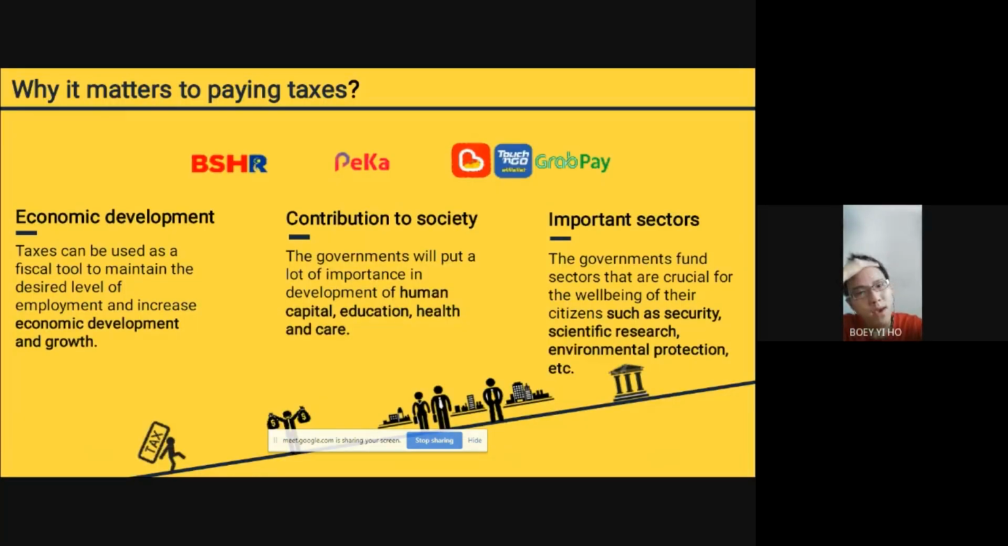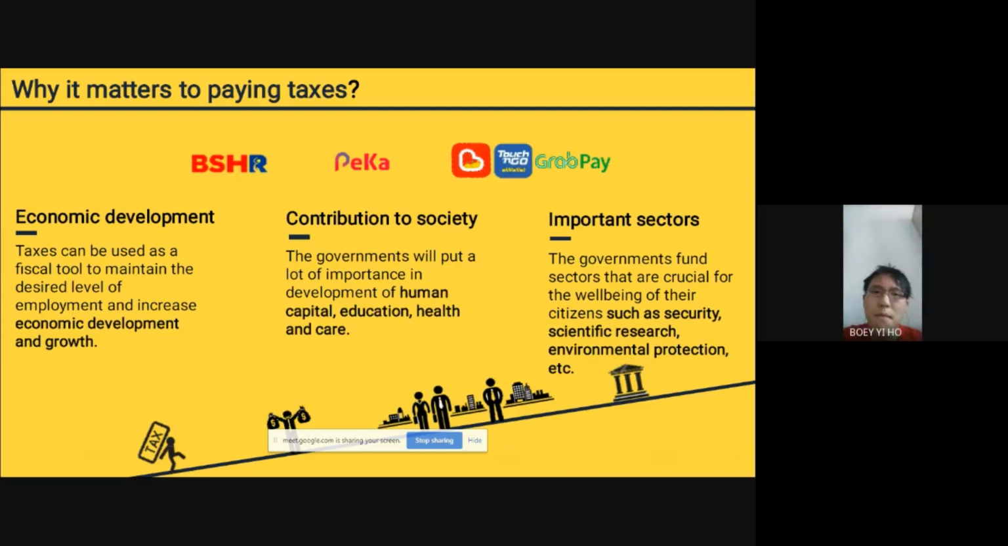So now, why do we need to pay tax? We have three significant reasons for paying tax. First, economic development. When we pay tax, the government gets the revenue, and then they use these taxes as a fiscal tool to improve economic growth. As a result of paying tax, we also get another benefit contributed to society. For example, bantuan sara hidup, peka, and also the 30 ringgit injected into the e-wallet recently, and in the future we will also get 50 ringgit into our e-wallet.